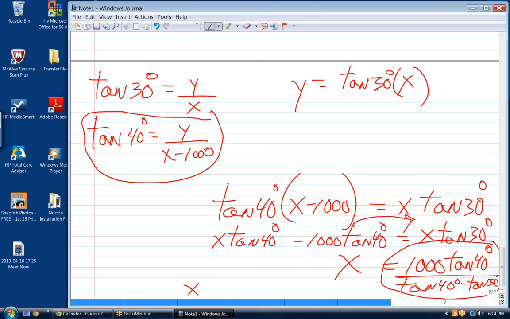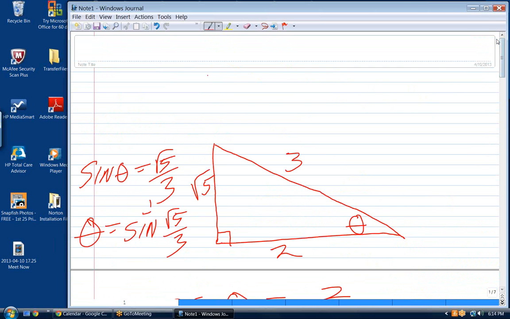And then once we get x, we could go back and solve for y easy. The height of the mountain is y. So once we have a number for x, we can go back to this one and quite easily calculate y. So that's how they did it back in the 1800s when they came west.